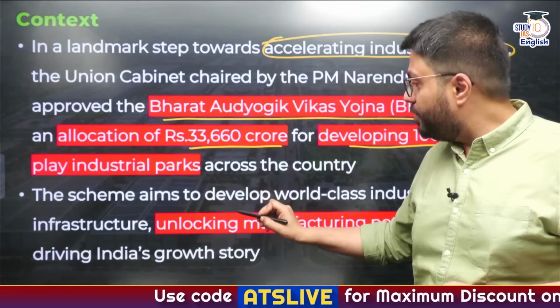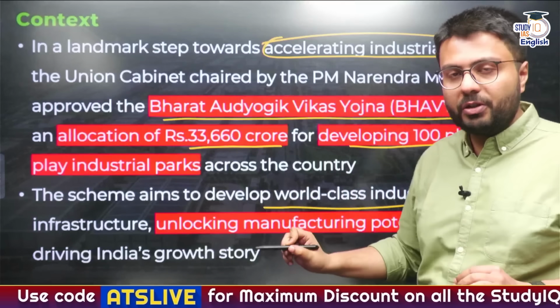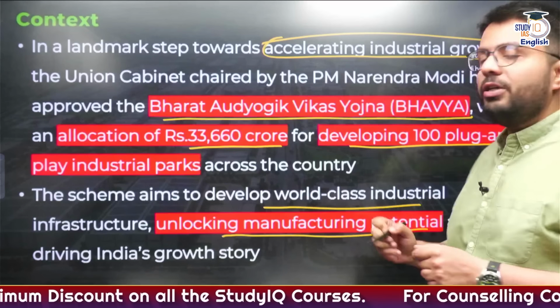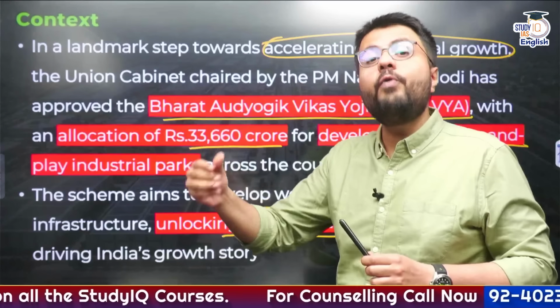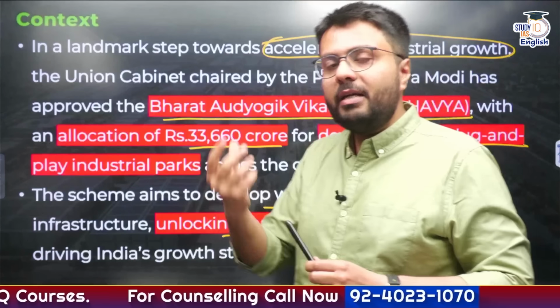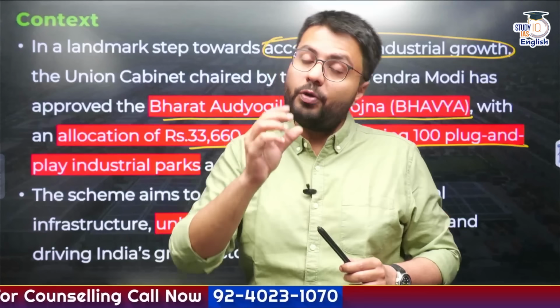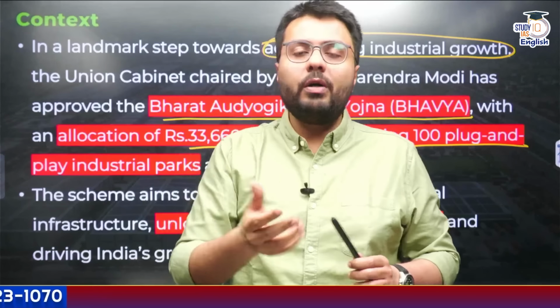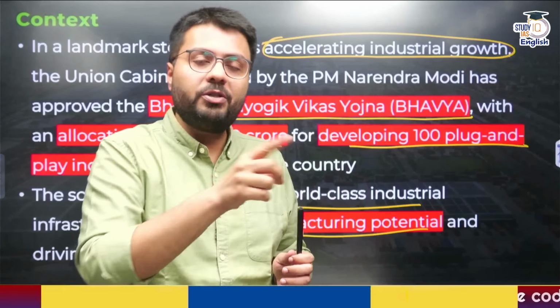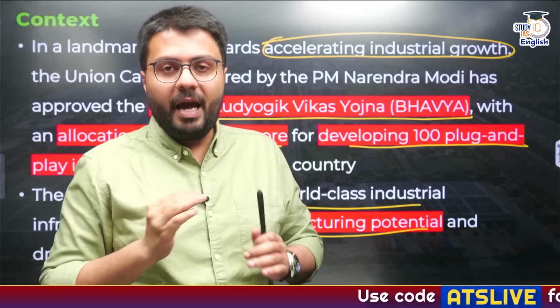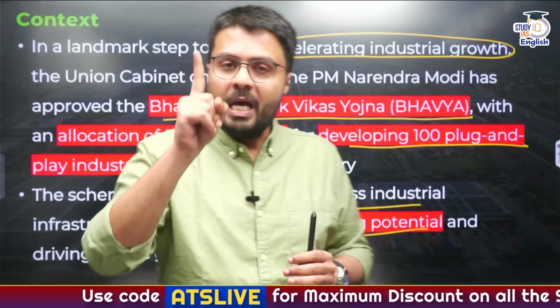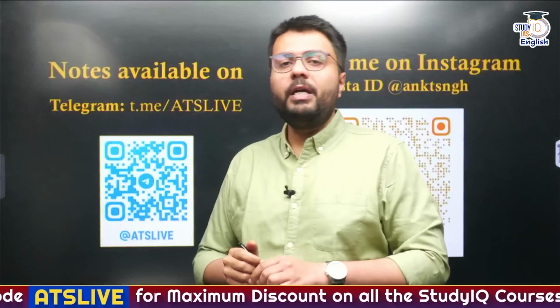Now, this scheme aims to develop world-class industrial infrastructure in India in order to do what? In order to unlock the manufacturing potential of the country, which will help India to grow further. You need to understand the reason why the government is bringing the scheme. We'll try to understand that, and in addition, we'll also try to figure out how the scheme will be implemented in which states across the country and what will be the benefits the government gives in order to establish these parks.